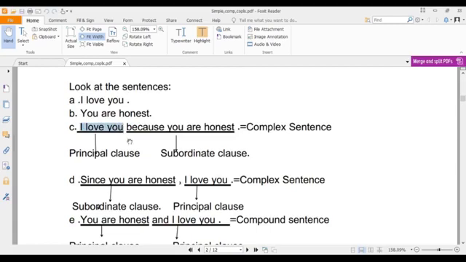Here I love you is a principal clause. That means this part can express its meaning independently. I love you, but taking because before the second part, you are honest, it remains a second clause.